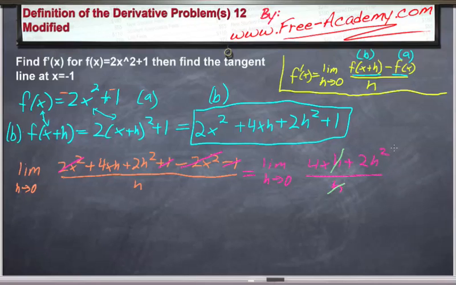We'll factor an h out of the numerator and then cancel with the denominator. And this is going to give us the limit as h approaches 0 of 4x plus 2h. Now you can apply the limit, and this is equal to 4x, which is equal to the derivative.